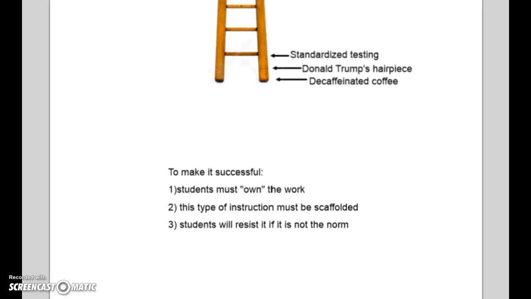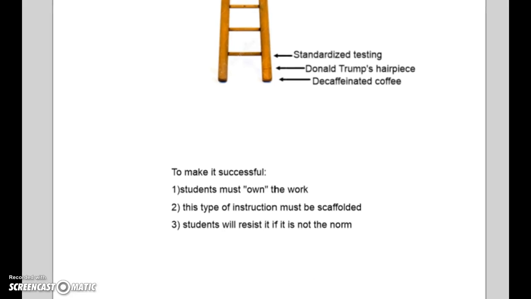They did give some advice on how to make action research successful. First of all, students have to own the work. It really has to be their research. They have to come up with the questions, with the experiments, and if they don't, they're just going to see it as a set of directives handed down by the teacher. And this type of instruction must be scaffolded, meaning that it's higher inquiry level. It requires critical thinking, and so you can't just throw it at the students. You have to introduce them to this type of thinking piece by piece, and then they're more likely to be successful and not get overwhelmed.